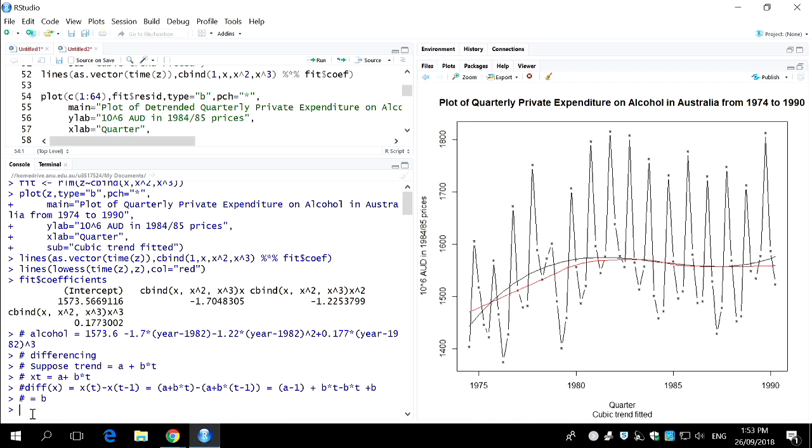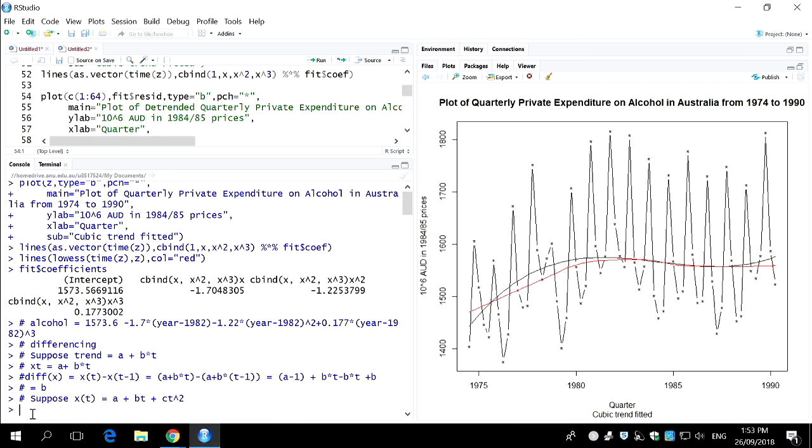Okay, cool. All right, what if your trend was quadratic? Okay, so now let's suppose x at time t is A plus bt plus ct squared. Okay, now let's do this again. Diff of x is equal to x_t minus x_(t-1), so that's A plus bt plus ct squared minus, got a capital T in there, didn't mean to, A plus b times (t minus 1) plus c times (t minus 1) squared.